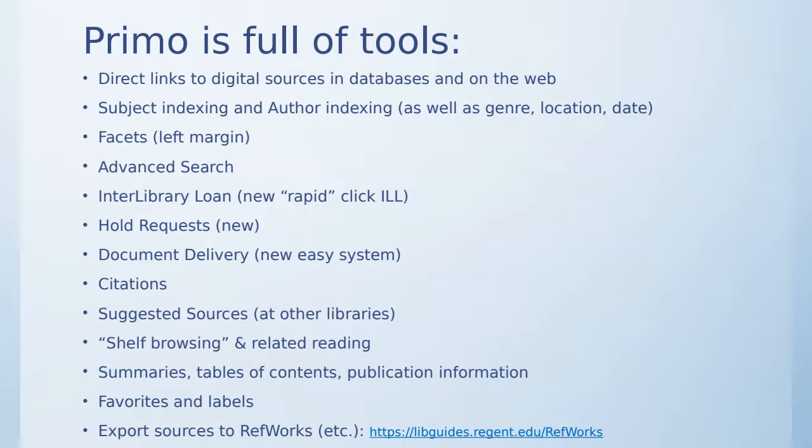Another thing it has is subject indexing and author indexing, as well as by genre, location, and date. So indexing is just how things are organized in the library, meaning there are people that actually type in all these sources and enter them under the author's name that they're by. So that means you can click on the author's name, which will be linked in green, and you can find everything by that author. So if you find an author that's really helpful to your topic, find other things by that author too by just easily clicking on his name or her name.